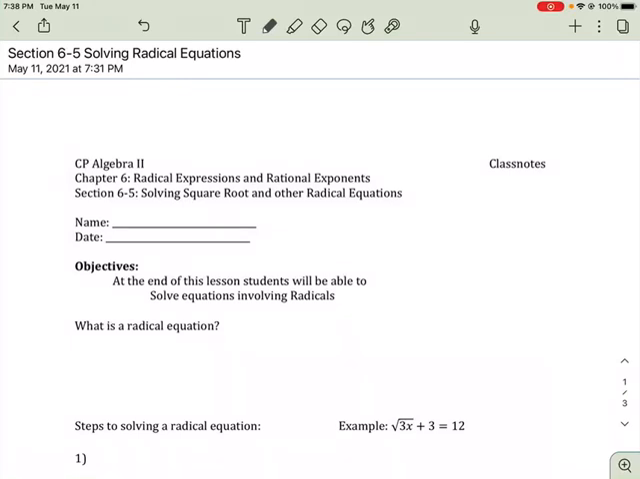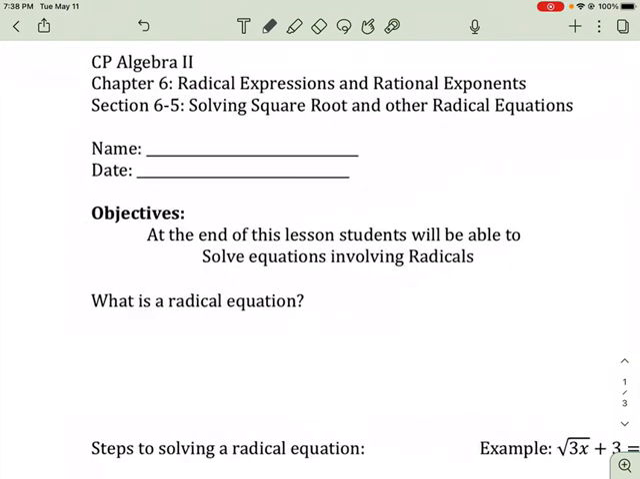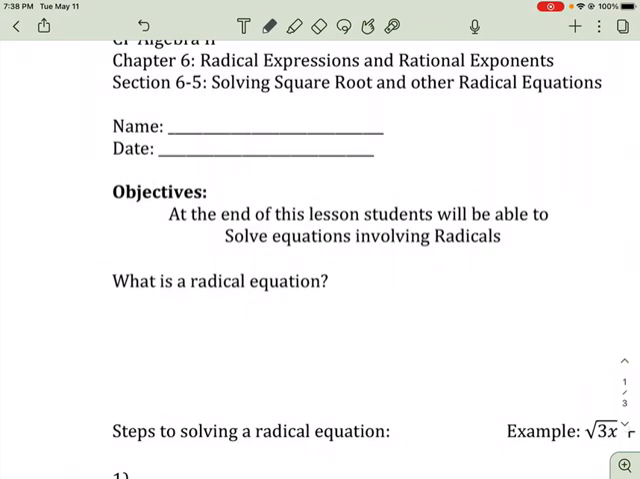Hi everyone. So today we're going to work on solving radical equations. By the end of today we're going to be able to solve them, which means we're going to be looking just like our regular solving techniques for the value that's under the radical. Okay, so what exactly is a radical equation?